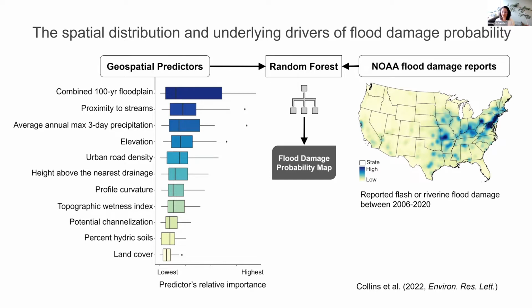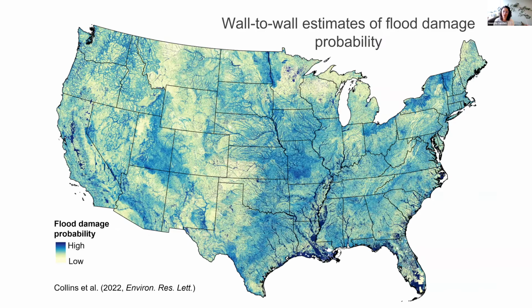Now we have the graph on the left side of this figure, where you can see predictors used, and they are ordered by relative importance. So anything from where damage was reported relative to the floodplain, to the type of land use, land cover, to climate, elevation, topography, all sorts of relevant predictors. And here we have the final product.